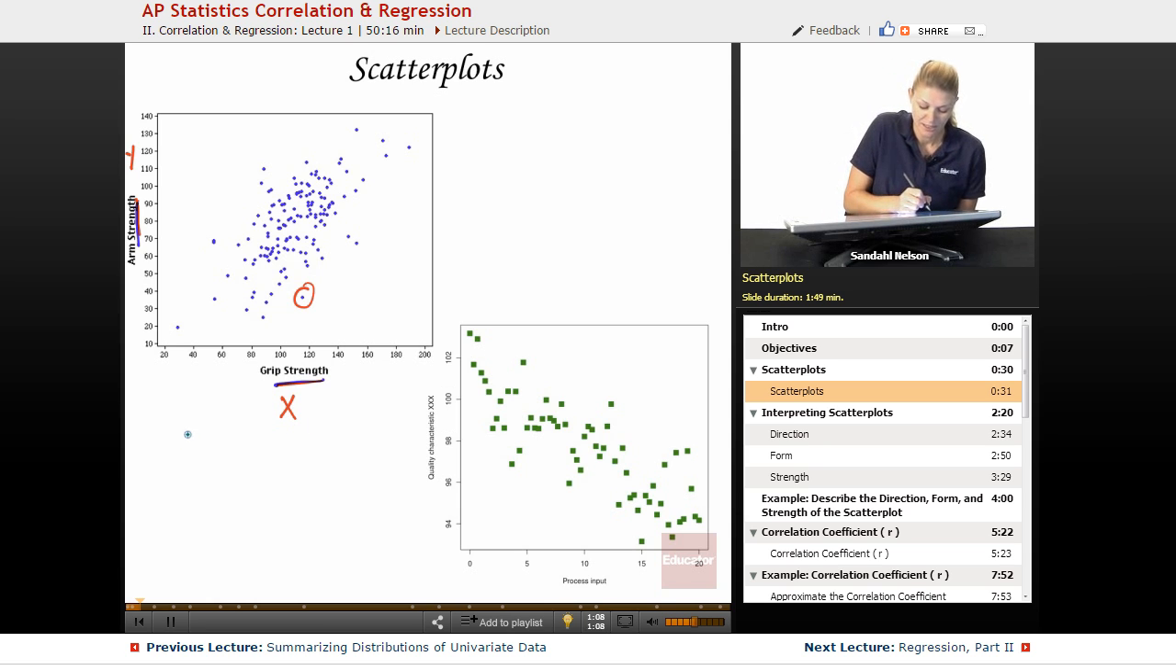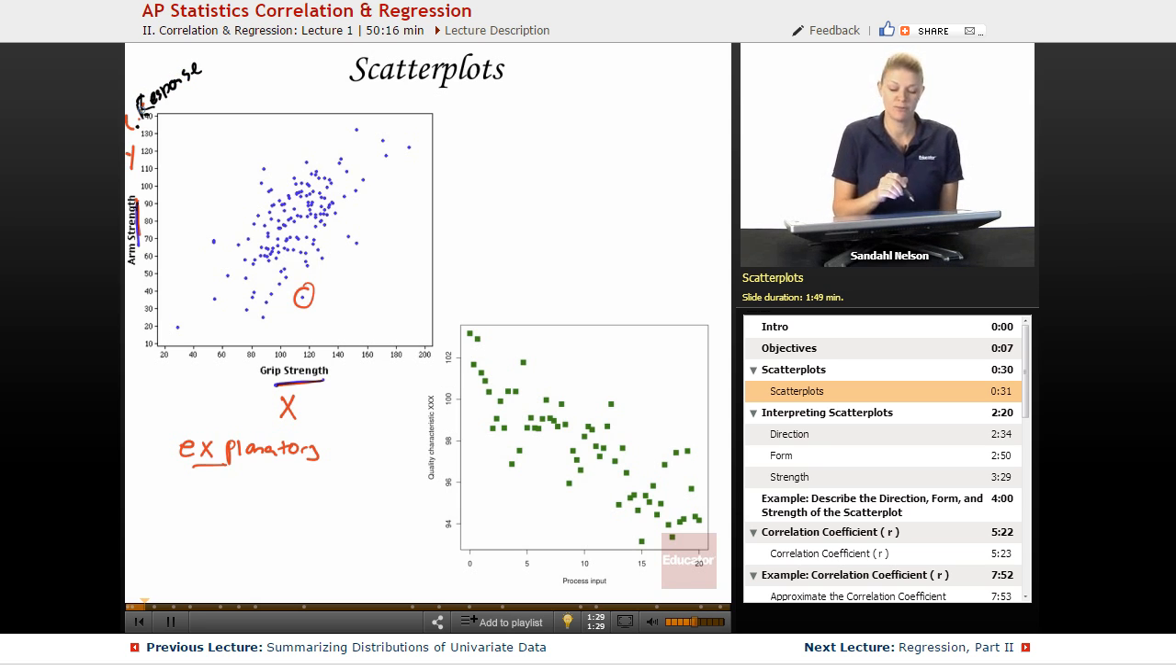So our x variable is what we call the explanatory variable, and it will explain the response variable. In this case, they're saying that grip strength should be able to explain arm strength. So if you measured someone's grip strength, you could predict their arm strength. And in fact, if you look at this graph, it does appear that those with larger grip strength also have larger arm strength.